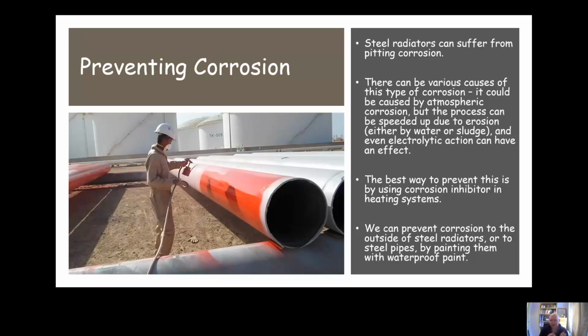And if this sludge is circulated, these little bits of iron oxide essentially are circulated around the system, they can actually speed up the erosion of the inside of the radiators, which can also increase the pitting on the inside of these radiators. So a good way to minimise that is by using a magnet cleaner, a magnet inside the system to try and pick up these particles as they flow around.